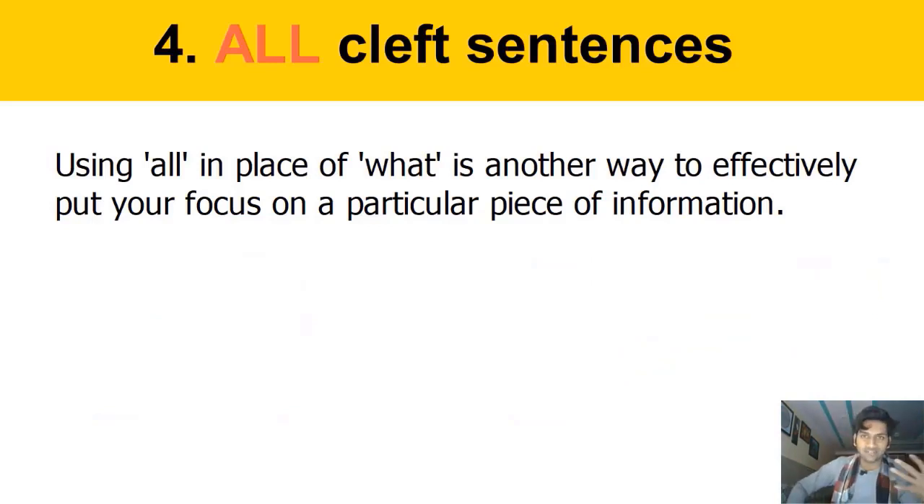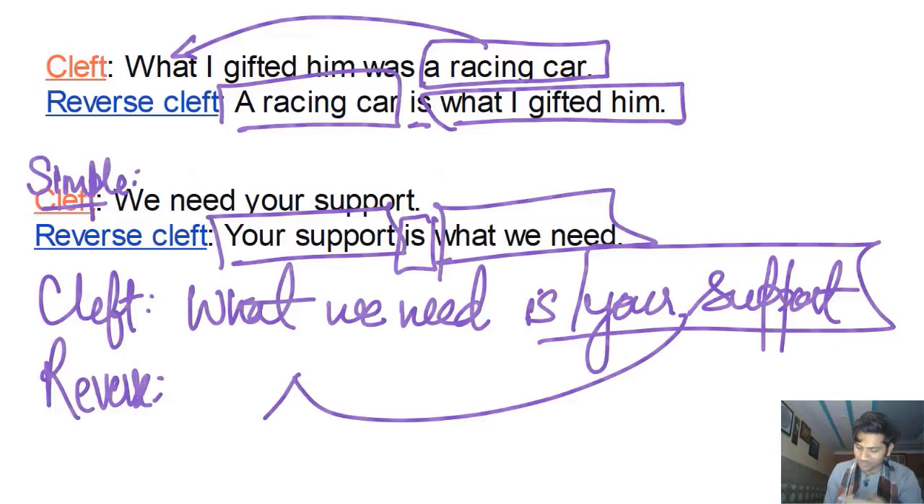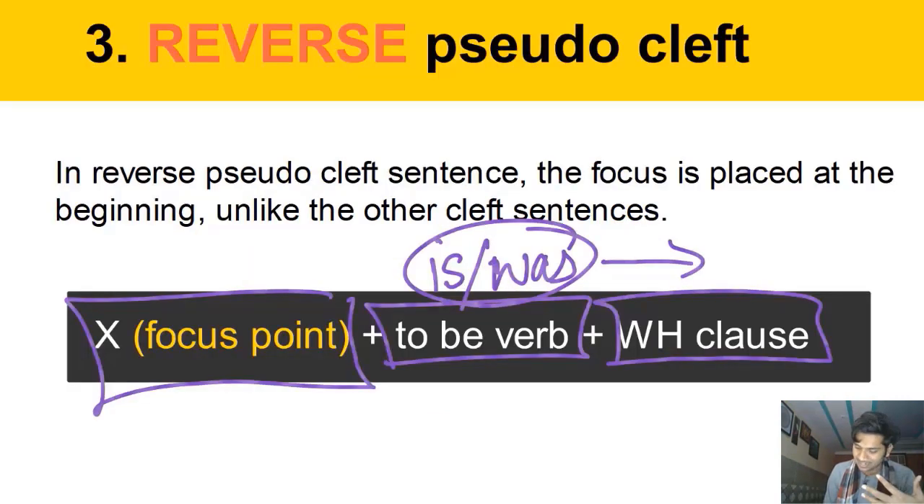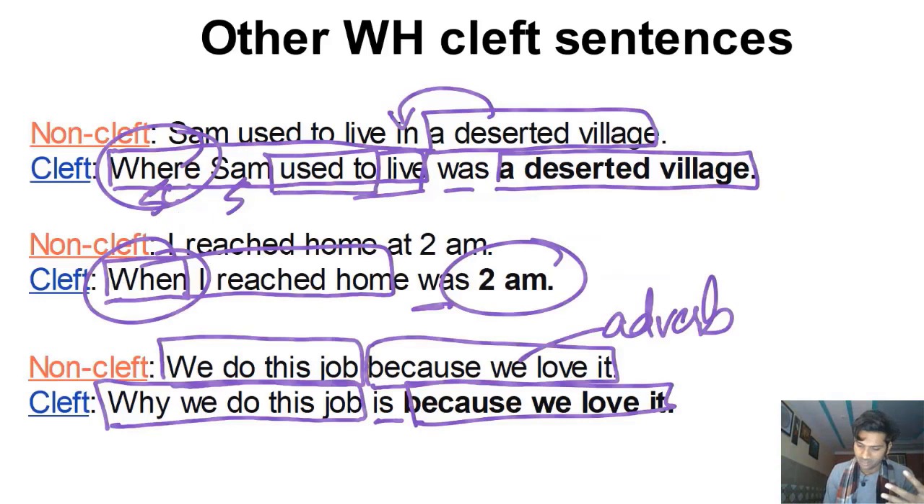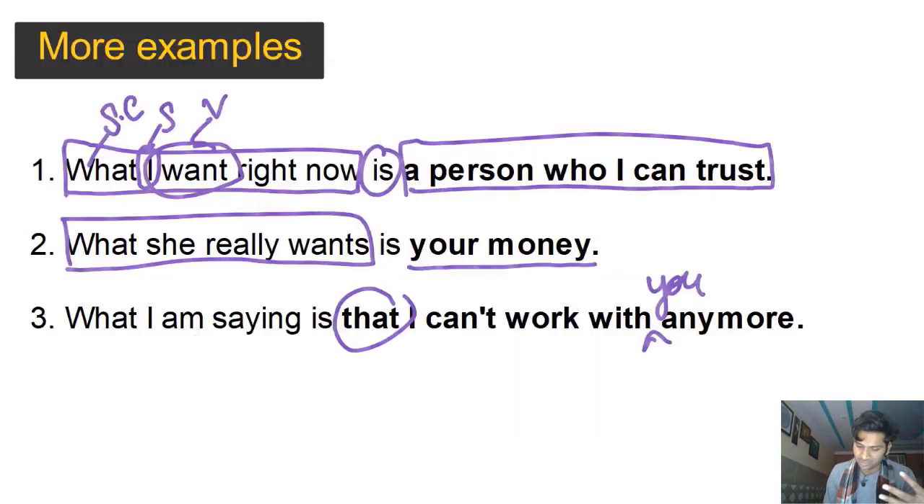Now, all cleft sentences. This is another way to focus on an element. This is basically like a WH cleft sentence. So instead of saying, what I want right now is a person who I can trust, you can say, all I want right now, the only thing I want right now, all I want right now is a person who I can trust. So instead of using the word what, you can say all.